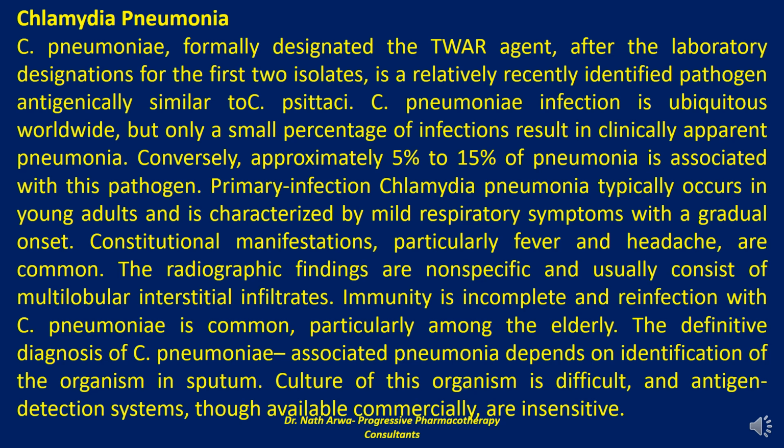Primary infection with chlamydia pneumonia typically occurs in young adults and is characterized by mild respiratory symptoms with a gradual onset. Constitutional manifestations, particularly fever and headache, are common. The radiographic findings are nonspecific and usually consist of multilobular interstitial infiltrates. Immunity is incomplete and reinfection with chlamydia pneumoniae is common, particularly among the elderly.